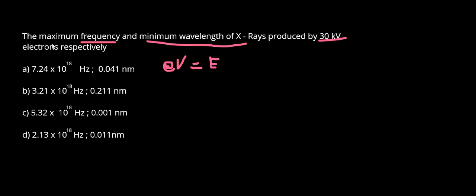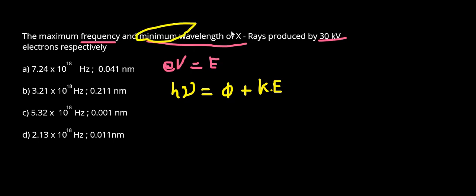Now, to find the maximum frequency, according to Einstein's equation. What is Einstein's equation of the photoelectric effect? We have h mu, where mu is the frequency, is equal to the work function psi plus kinetic energy. So we have to find the maximum.